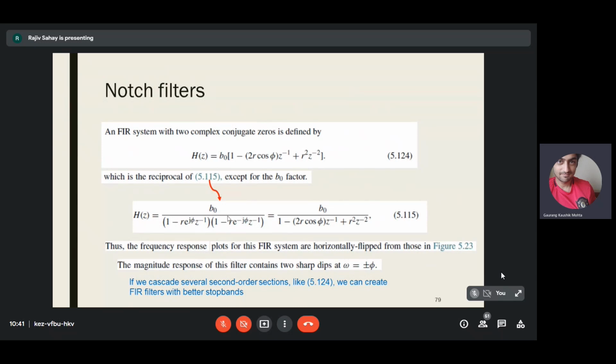Now we can build something which is an FIR filter. Again, this is a second order filter, and it is a reciprocal of this one. So the frequency response plots for the FIR system are horizontally flipped from those in the earlier figure. The magnitude response of this filter contains two sharp dips at omega equal to plus and minus 5. If we cascade several second order sections, then we can create FIR filters with better stop bands.